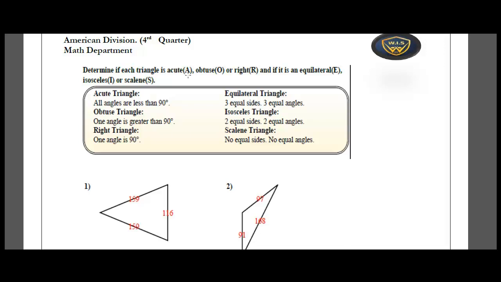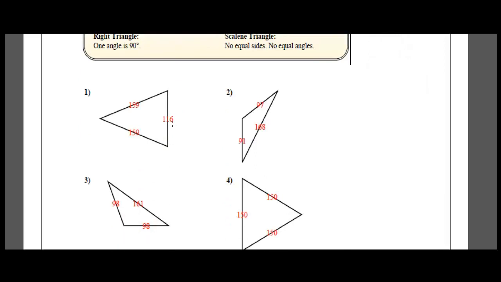So here in our question, we will write the name of each triangle. Acute, we will write A. Obtuse, we will write O. Right, we will write R. Equilateral, we will write E. Isosceles, we will write R. Scalene, we will write S. Okay, let's check the first triangle here. We have 159 and 159.